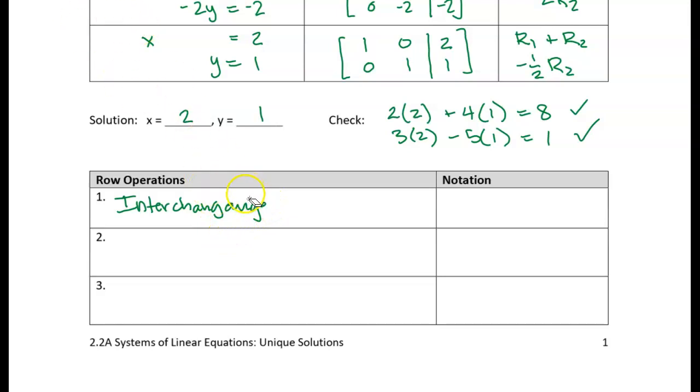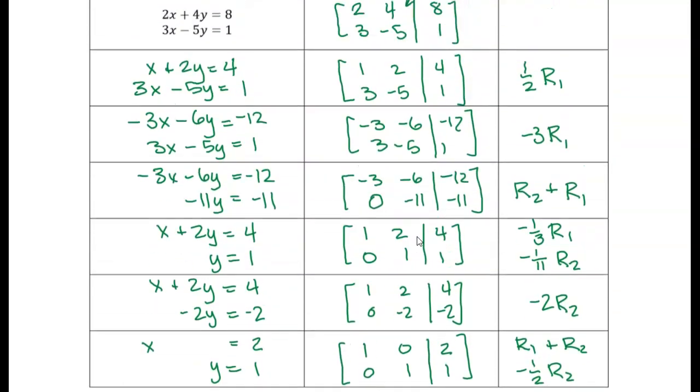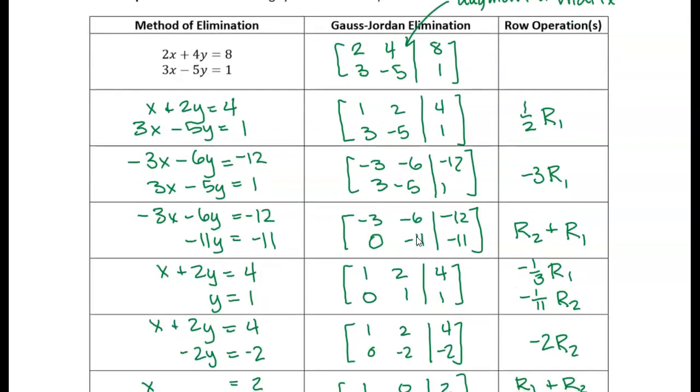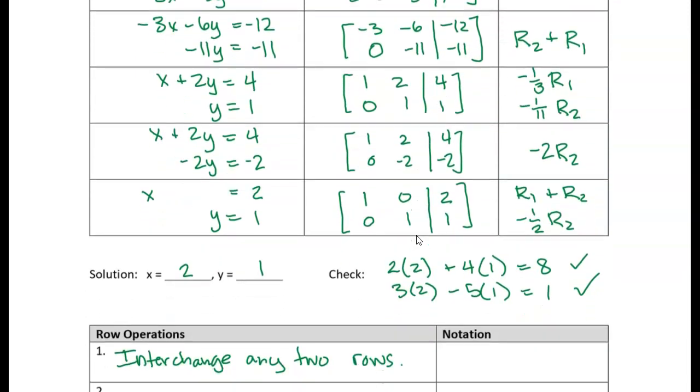Interchange any 2 rows. Okay, and that makes sense, right? Because it doesn't really matter what order I wrote these equations in. I could have written 2x plus 4y equals 8 second. I could have had 3x minus 5y equals 1 and 2x plus 4y equals 8. It's the same system of equations. It doesn't matter what order the equations are listed in.